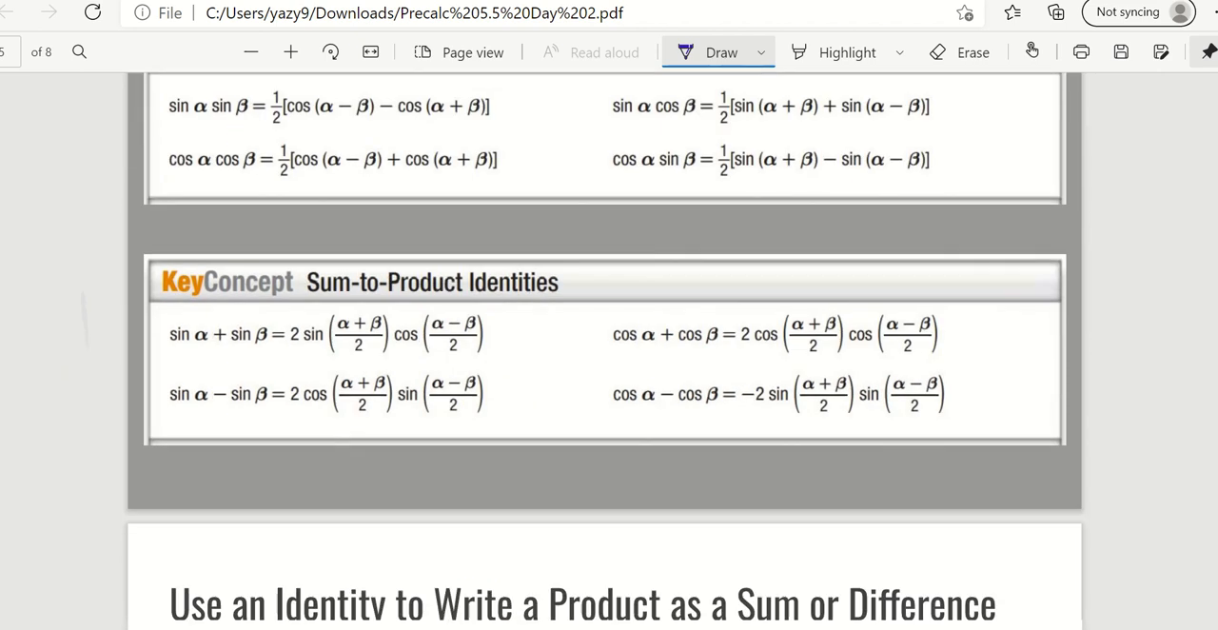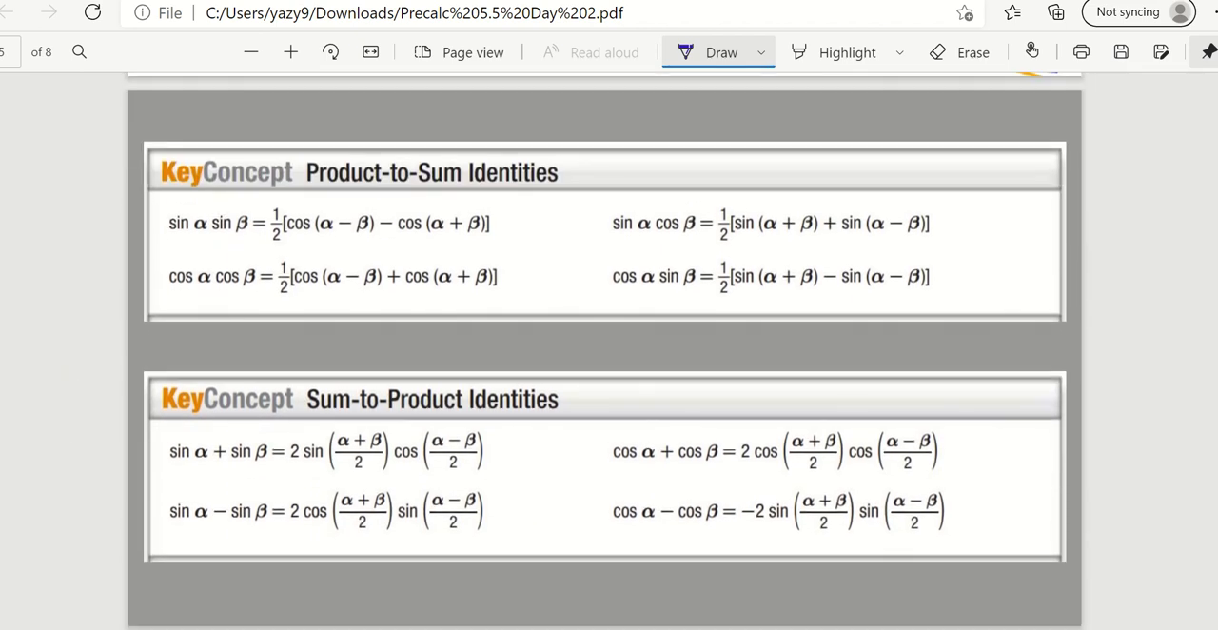I hope you guys paused the video and tried these on your own before watching my step-by-step. Let's move on to some new identities. And these are your last identities you're going to need to know how to use for this chapter.